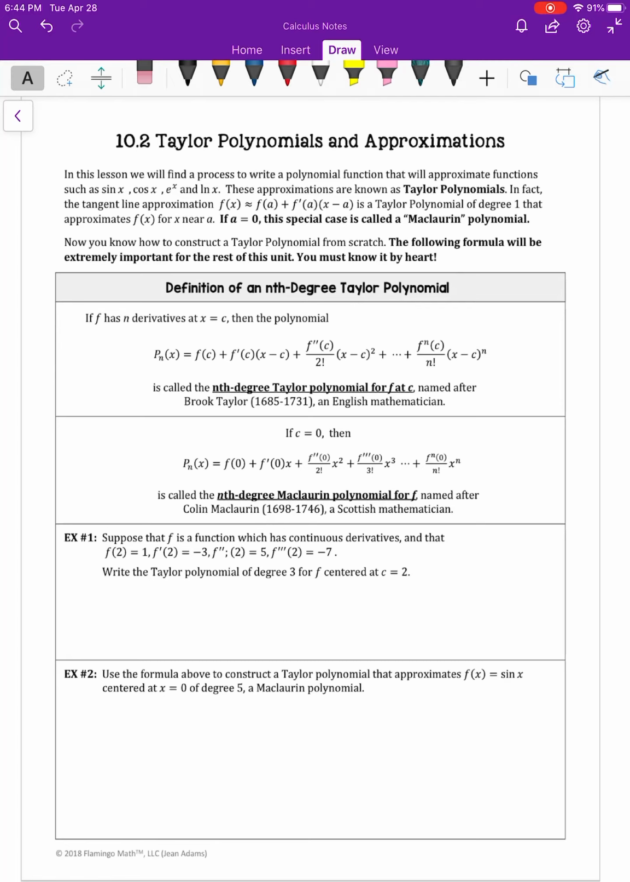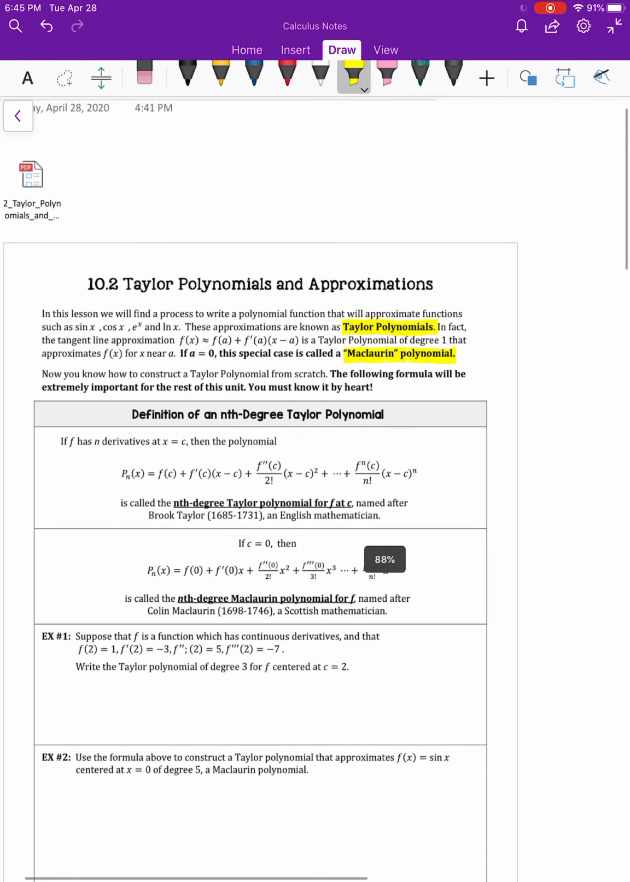In fact, the tangent line approximation, f of x is equal to f of a plus f prime of a times x minus a, is a Taylor polynomial of degree 1 that approximates f of x for x near a. If a equals 0, this special case is called a Maclaurin polynomial. So basically, you have a function.